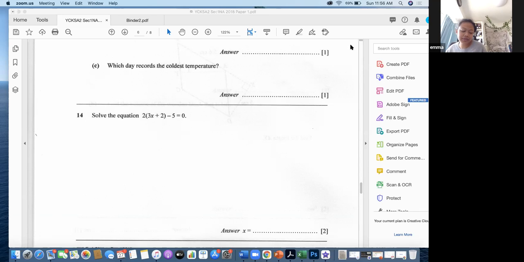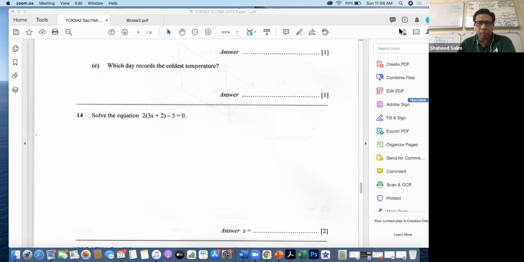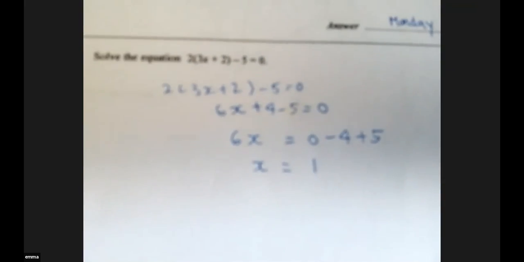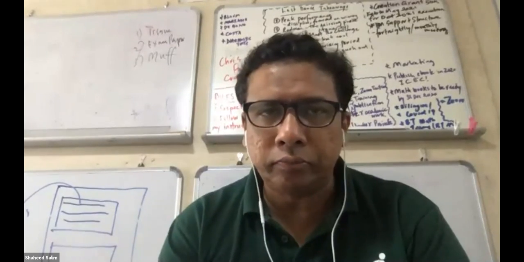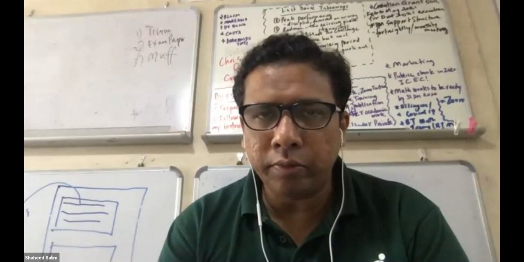Oh, you muted yourself. 6x equals to, hold on now. Your answer is 1. Yeah. You show me your, okay. Hold on. Okay, thank you. Let us see.